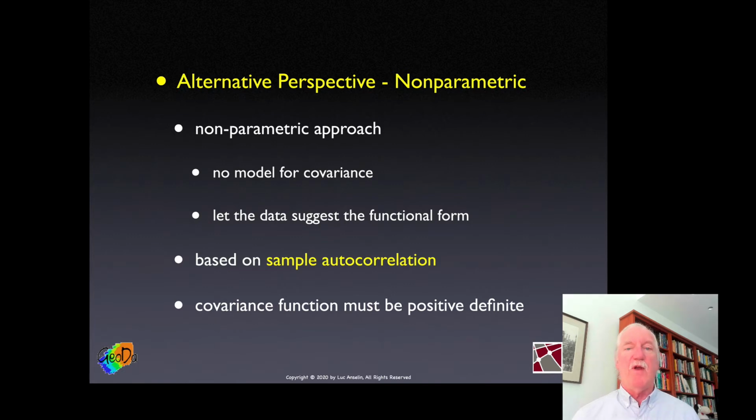Remember, both in Moran's I and in Geary's C, we're always talking about pairs of observations. In Moran's I, we take the product. In Geary's C, we take the squared difference. So here we have a non-parametric perspective. This is not as commonly used, but I think it can be quite insightful in that there is no model. The data drive the functional form.